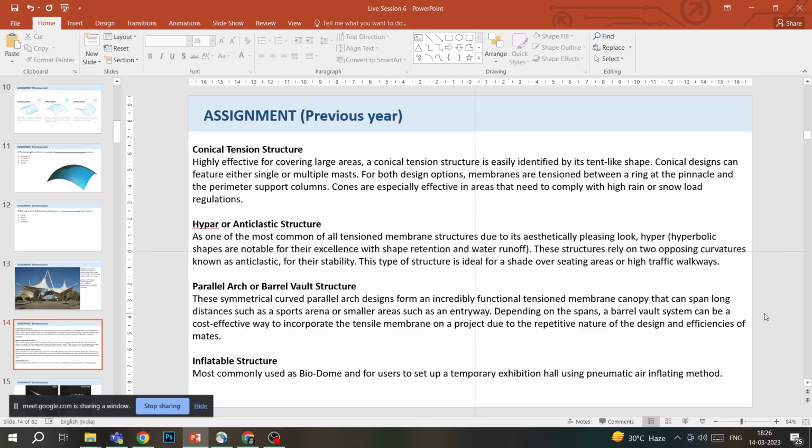Hypar, an anticlastic structure, is one of the most common of all the tension membrane structures due to its aesthetically pleasing look.